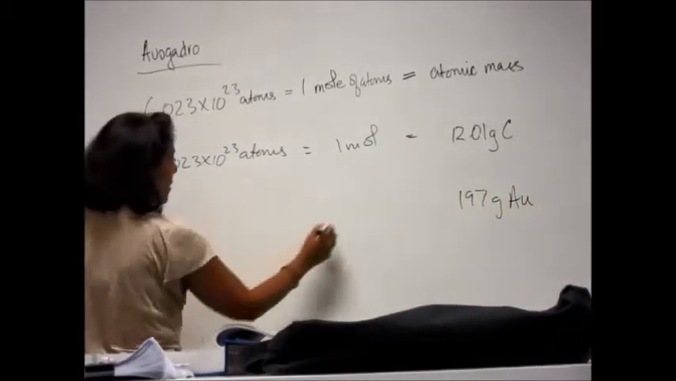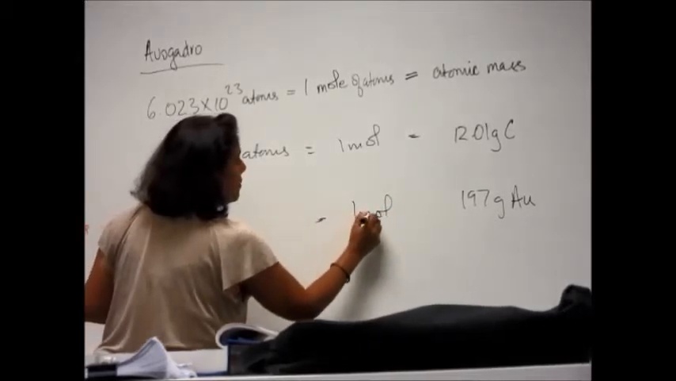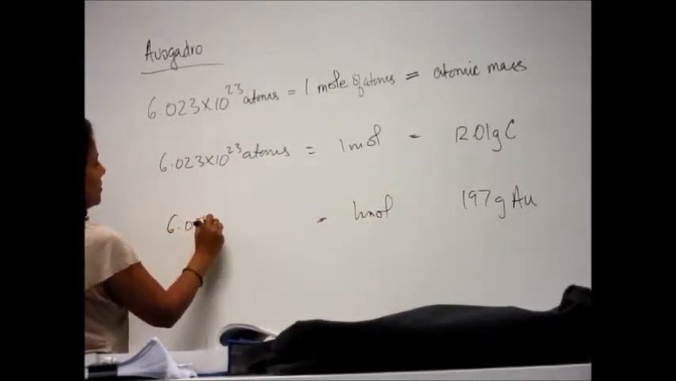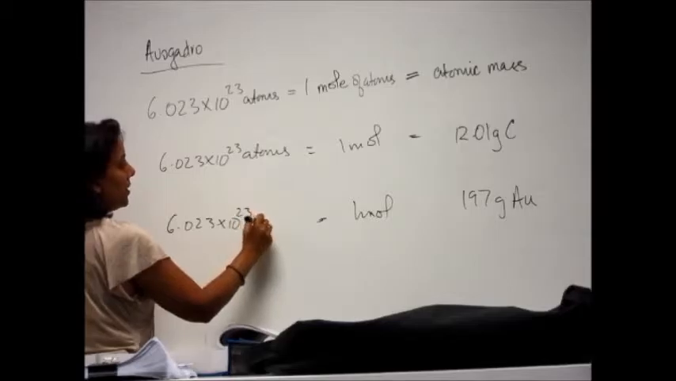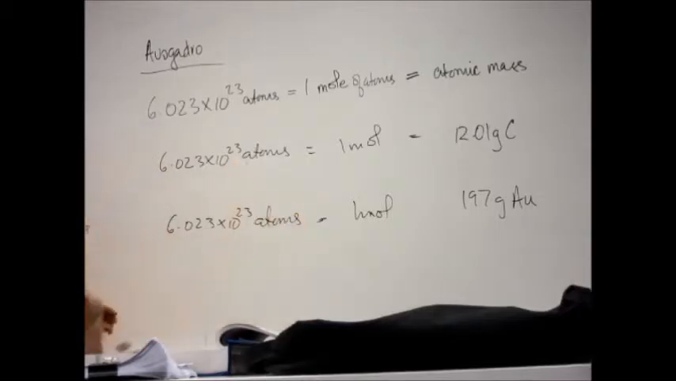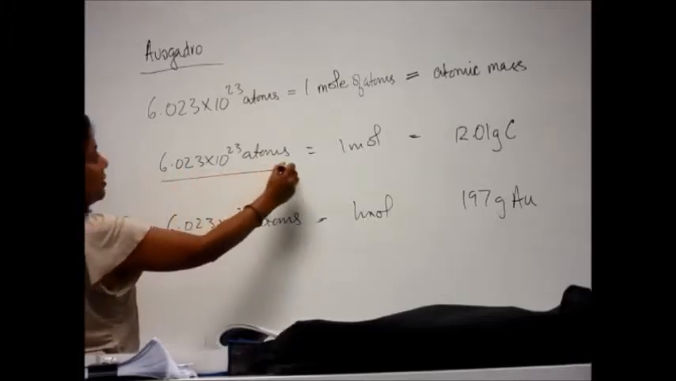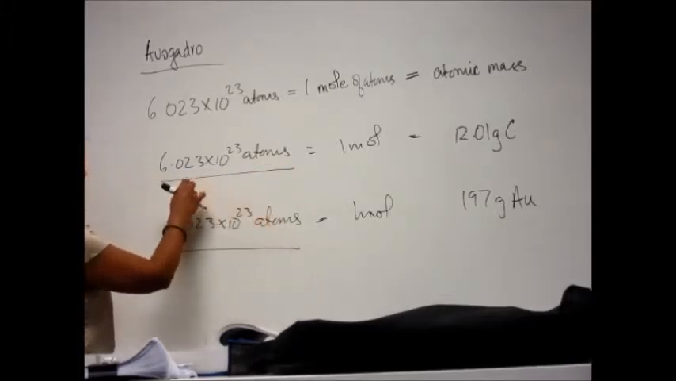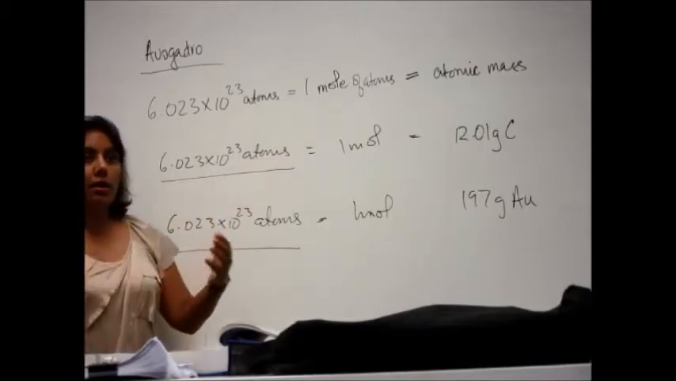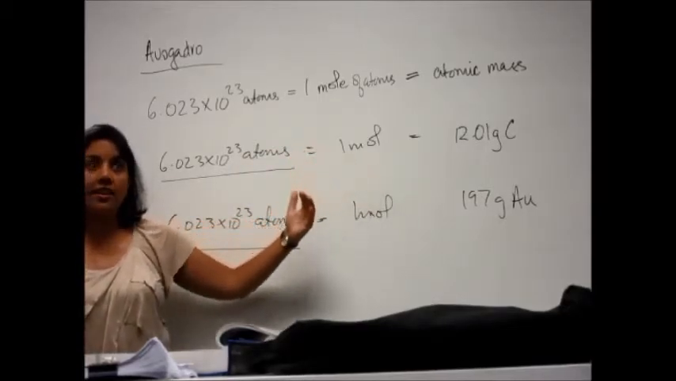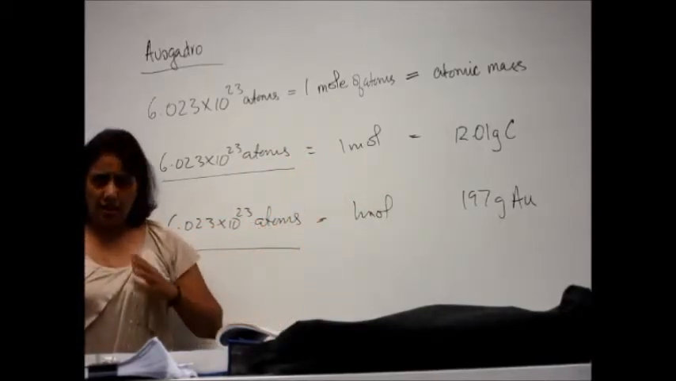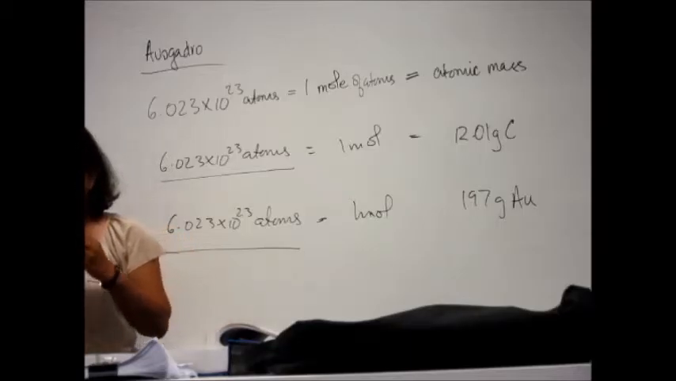is going to be 1 mole, and this is going to be equal to 6.023 times 10 to the power of 23 atoms. Okay, that's a lot of atoms. Yes, but then gold is also very heavy. Which means that if you have the same number of atoms of gold and carbon, they're going to weigh different, obviously, because carbon weighs a lot less. Okay, are we getting the concept now? Okay, we're good?